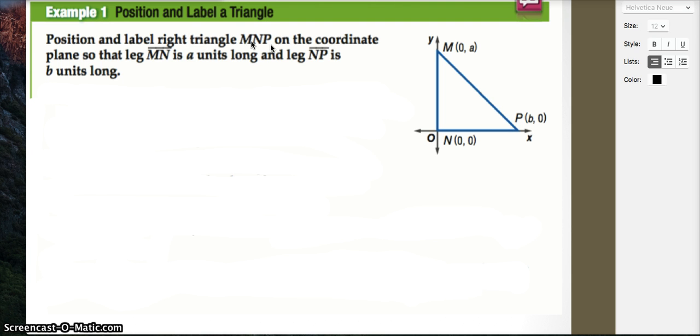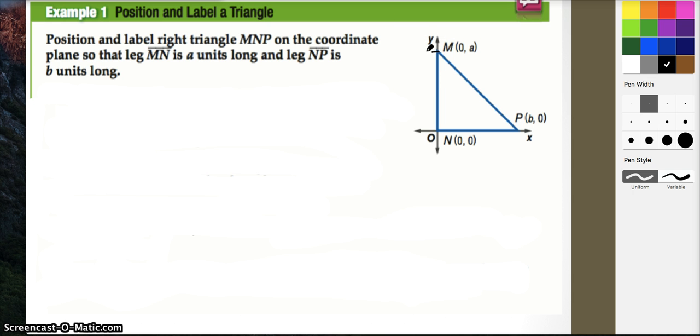So if you have triangle MNP and you're told that you're going to have one leg of length A, MN of length A, one convenient way of doing that is putting it along an axis. And if you put it along an axis, starting at the origin, and call it length A, you know that if this is 0, then this place on the y-axis would have to be A.